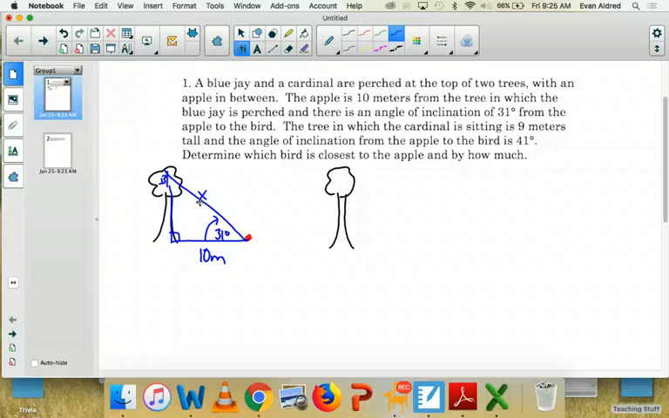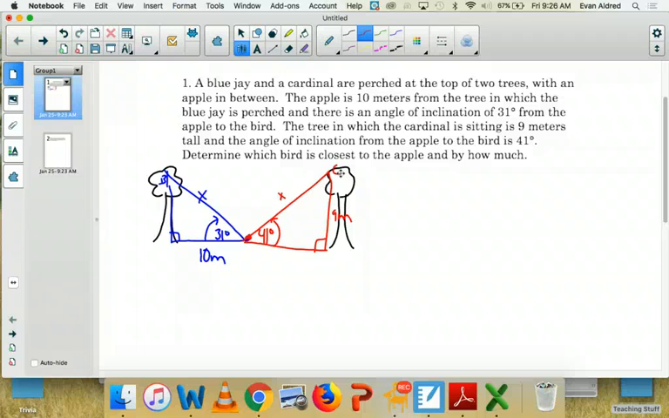Now we move to the cardinal. Well, we know that the cardinal is at the top of the tree and that the tree is 9 meters tall. So the cardinal is going to be up here, a distance of 9 meters. We can then connect the right triangle to the apple, and we know that the angle of inclination is 41 degrees in this case. So we know different information about the two triangles, but we're solving for the same thing. We're solving for the hypotenuse in each case. So there's what our diagram would look like.